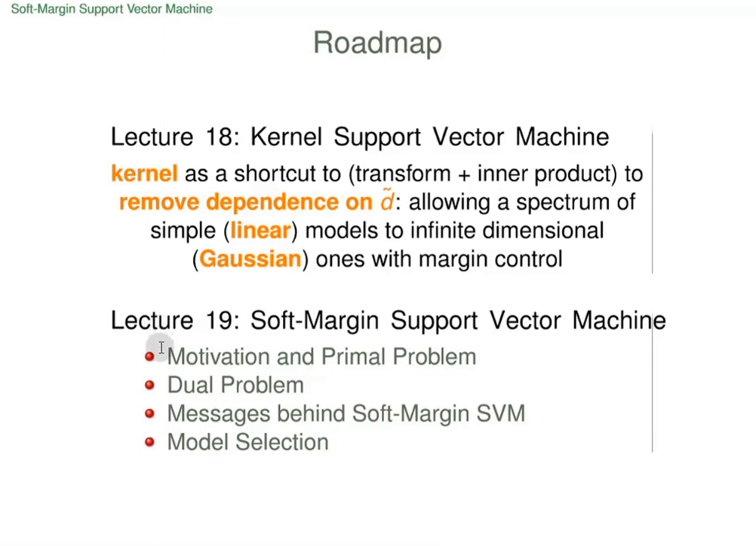Today, the outline is as follows. We will introduce the soft margin SVMs and we'll discuss the motivation behind the soft margin SVMs. We will then derive the dual form of the soft margin SVMs and we'll discuss the main messages behind SVM, and finally we will stop by model selection examples for soft margin SVMs.